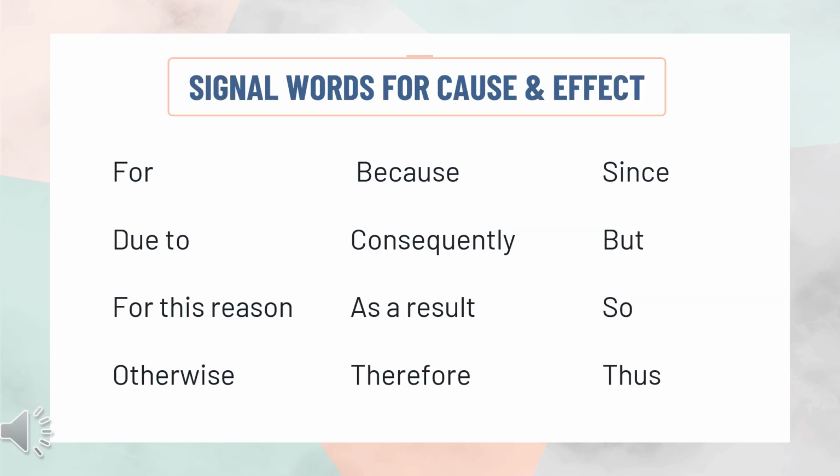Now, here are the signal words for cause and effect. We have for, due to, for these reasons, otherwise, because, consequently, as a result, therefore, since, but, so, and thus.